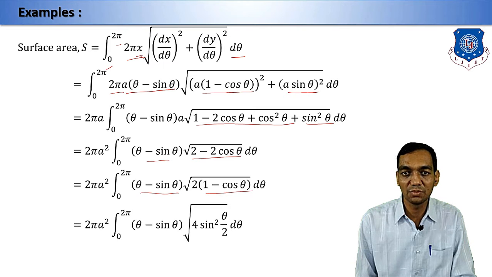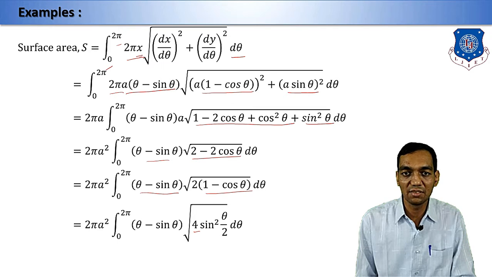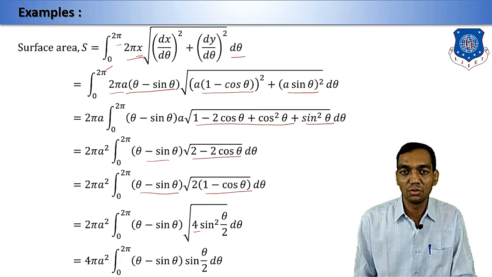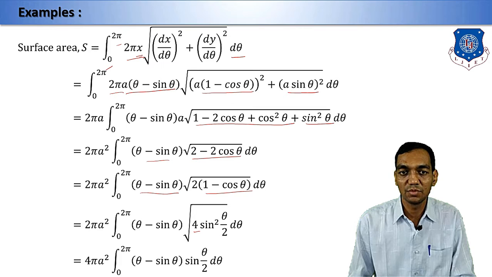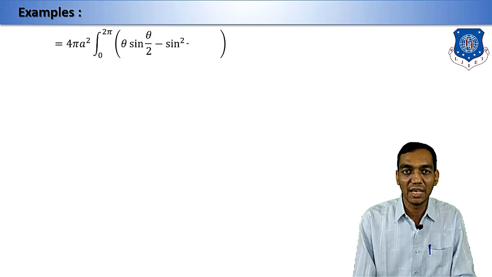So 1 minus cos theta can be written as 2 sine square theta by 2. So 2 into 2 is 4, and you will have 4 sine square theta by 2. Now the root of 4 sine square theta by 2 is 2 into sine theta by 2, 2 common out, and you will have 4 pi a square integration from 0 to pi (theta minus sine theta) into sine theta by 2 d theta. Correct? Now we are going to multiply this inside. That will give you 4 pi a square integration from 0 to pi of theta into sine theta by 2 minus sine square theta by 2 into cos theta by 2 d theta.